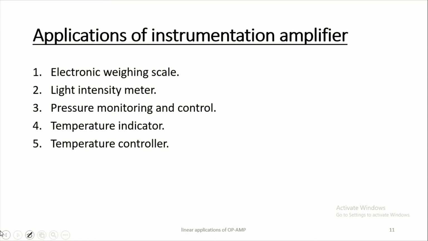Next is application of the instrumentation amplifier. Some important applications of instrumentation amplifier are electronic weighing scale, light intensity meter, pressure monitoring and control, temperature indicator, temperature control. In all these applications we are measuring and or controlling different physical quantities such as displacement, pressure, intensity, temperature, etc. In order to do this, we have to use an instrumentation amplifier with a transducer bridge. Depending on the quantity to be measured or controlled, a different transducer is required to be used.